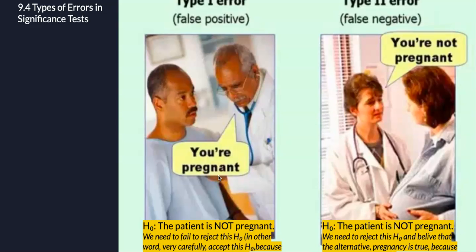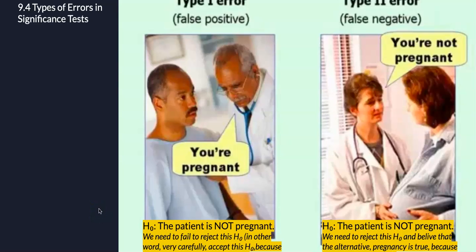If you look at the picture, where I added these yellow parts myself, look at the case on the left, this gentleman sitting there, look at his expression. The doctor is saying, hey, you're pregnant. That's a false positive. I don't think he's pregnant. So here's a null: the patient is not pregnant. That's true. So what we should do is believe this null hypothesis. But what's the doctor doing? The doctor is rejecting this, saying the alternative, hey, you're pregnant, is true.